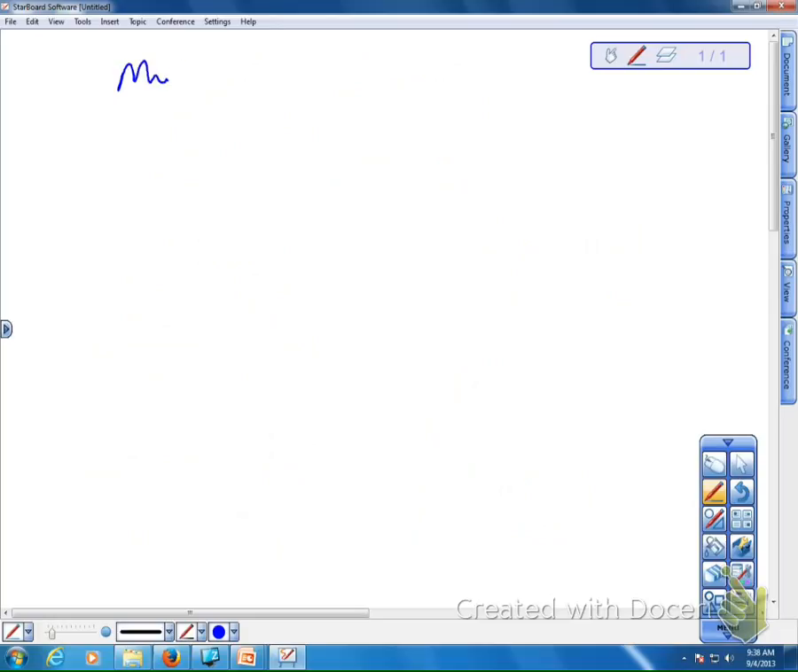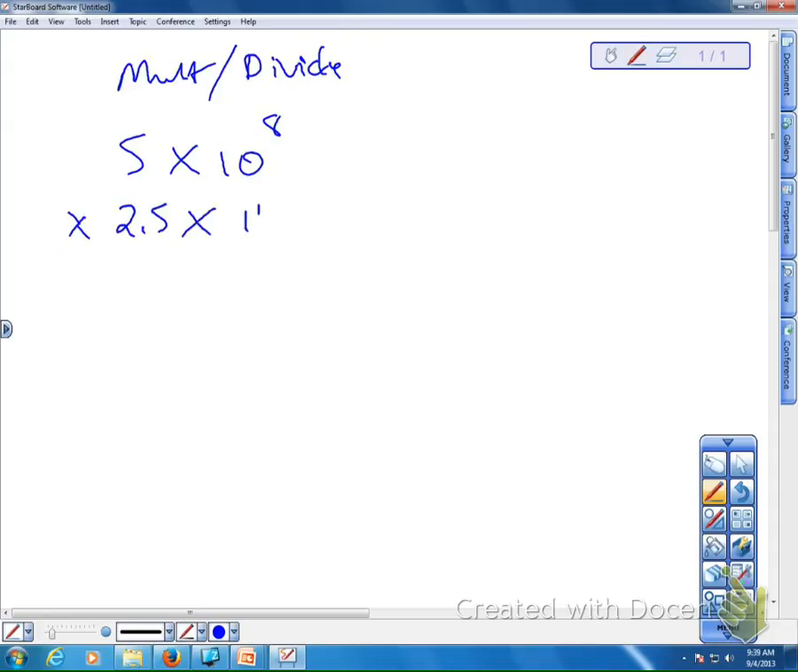Alright, then multiplying and dividing have a different rule. And actually they're really kind of easier, I would guess. So 5 times 10 to the 8th, and I want to multiply that times 2.5 times 10 to the 12th. How about that?